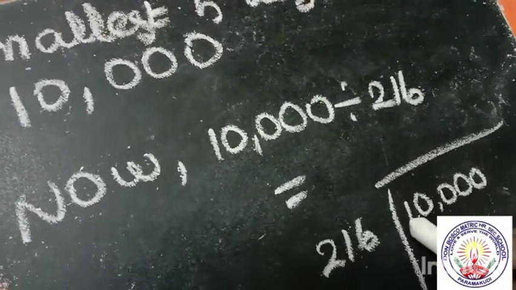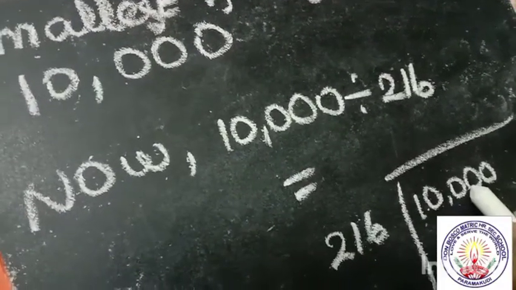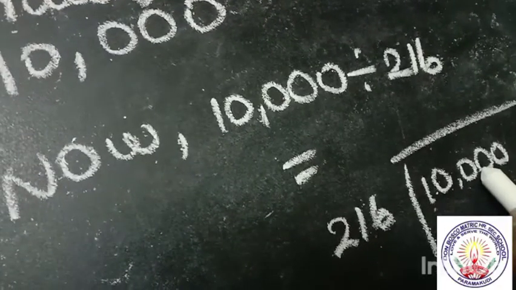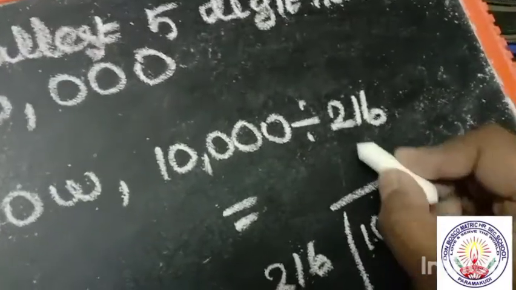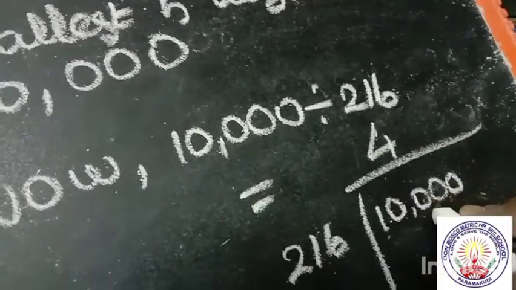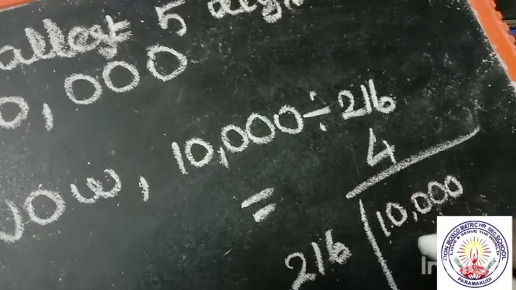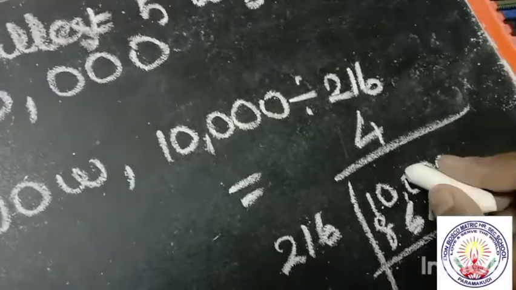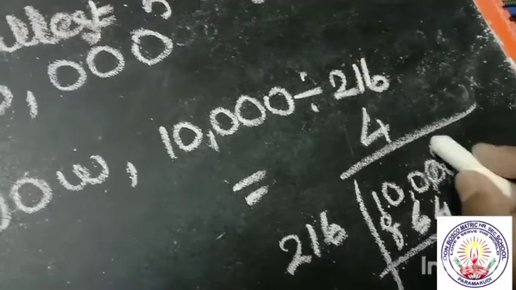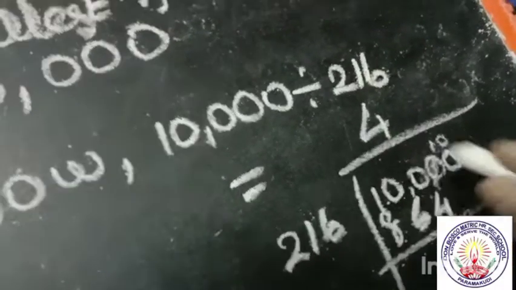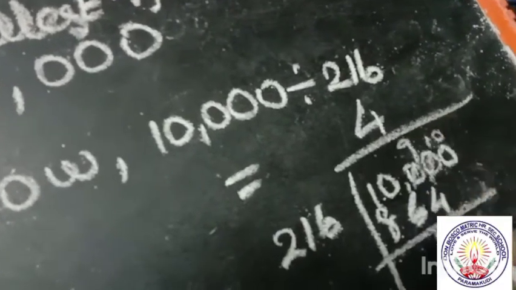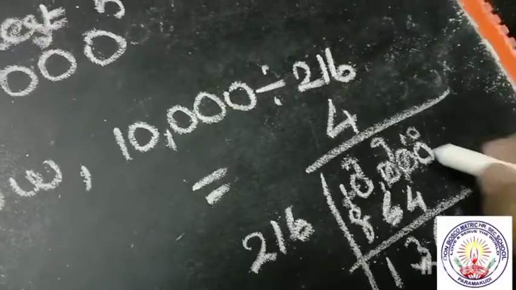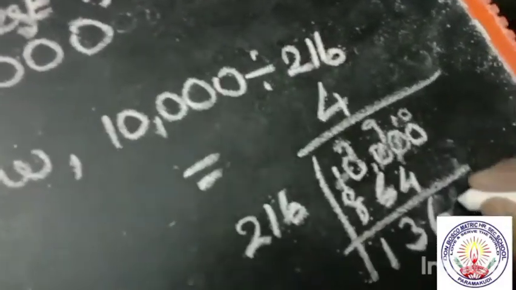First of all we will take 4 digits, that is 1000. In 1000 how many 216 are there? 4. 4 6s are 24, remainder 2; 1 4 is 4, 4 plus 2 is 6; 4 2s are 8. So 10 minus 4 6, 9 minus 6 is 3, here also 9 minus 8 is 1. Again we will put 0.